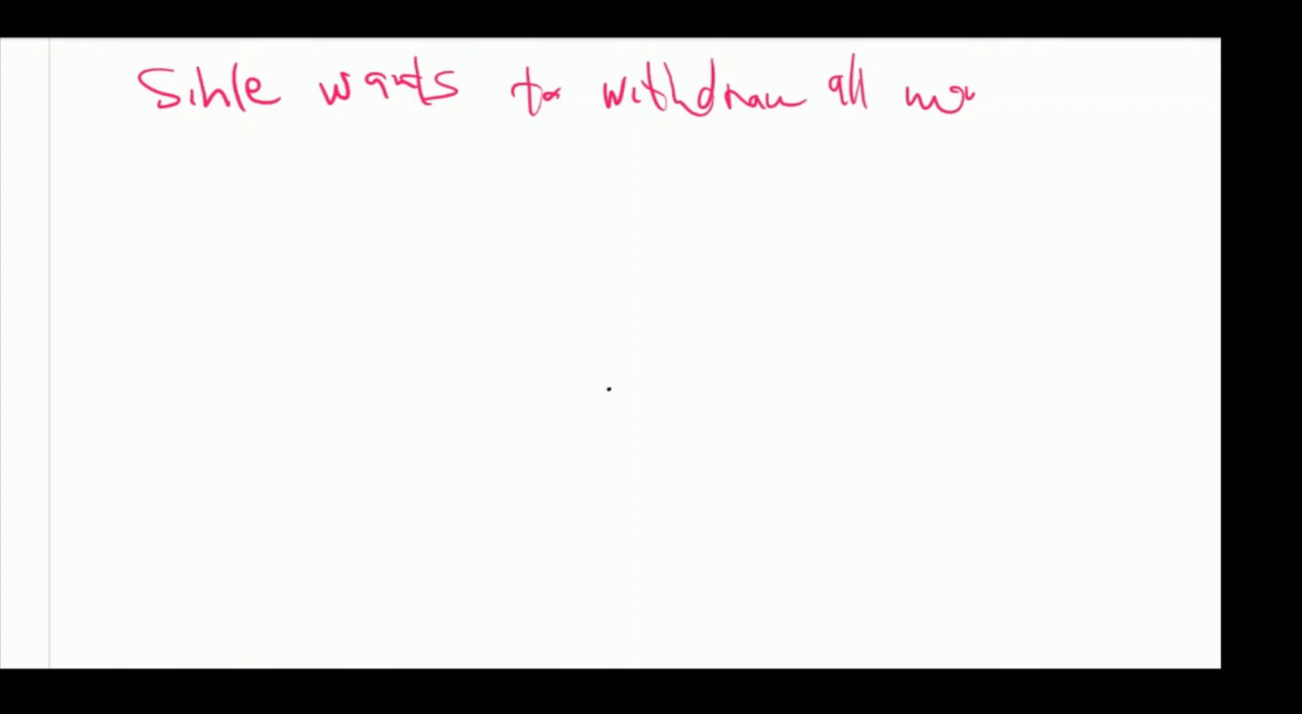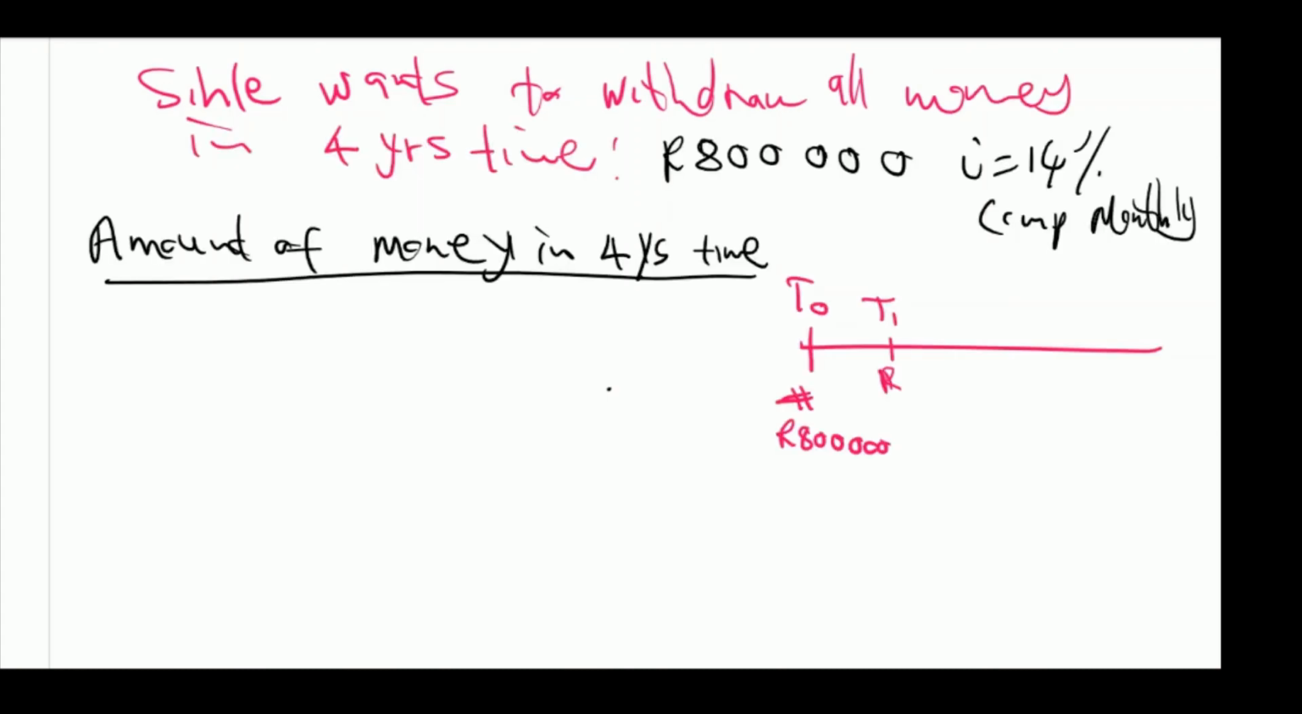So what we need to first do is calculate the amount of money in 4 years time. We want to know how much the money will be in 4 years time. So remember that this is money that he inserted in his account. So he inserted 800,000 at T0. Then he made withdrawals at T1, but for now we're not really interested in that. But we know that he made constant withdrawals of 10,000. That's what we know. So we want to know at T4, which is 4 years.